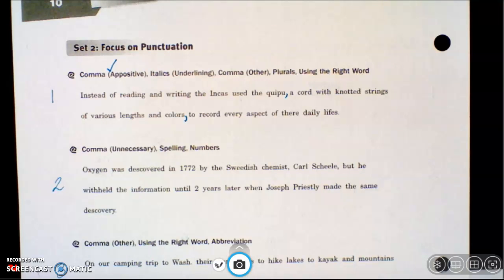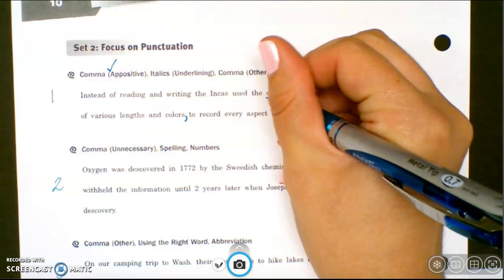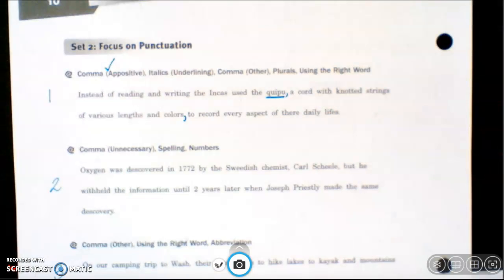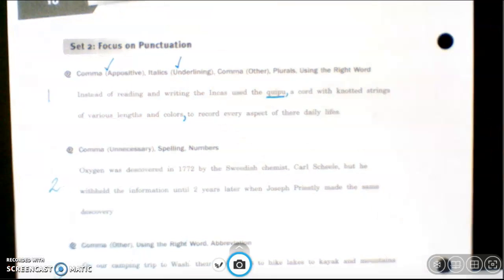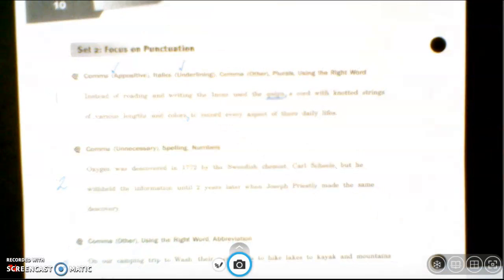The phrase that should be underlined is the word quipu. Now we're going to underline this word because it's not a part of the English language, so we're going to show that it's in a different language by adding that underlining. Next, I'm going to add another comma.